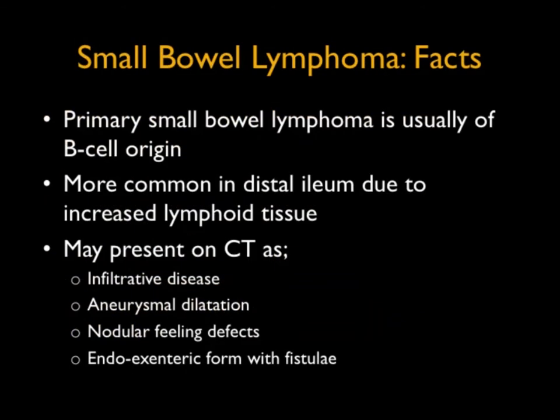When we talk about lymphoma in general of the small bowel, B-cell origin is more common. Distally is more common than proximally because of the increased lymphoid tissue. And it can present in many ways on CT, from an infiltrating lesion to aneurysmal dilatation to nodular filling defects to an endo-exoenteric form with fistulae.